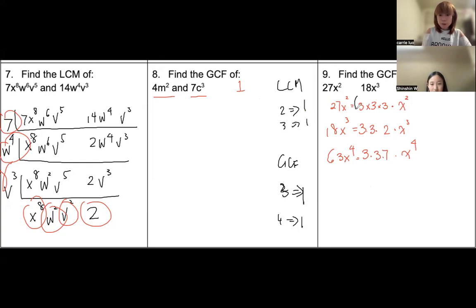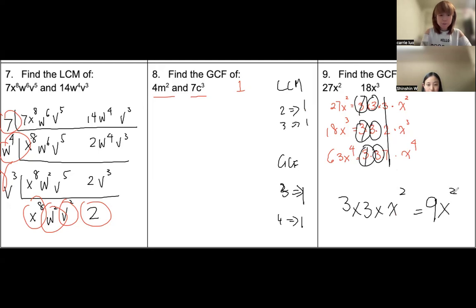So every single number has a 3, right? So 3 can become 1. For every single number, they have another 3, so 3 can become 1. But 3 and 7, do they have it in common? No, so we don't want them at all. But in lowest common multiple, if you have anything left over, you write it down. With greatest common factor, you don't do anything with leftovers. So x squared, x cubed, and x fourth, we only have x squared in common. So the answer is 9x squared.